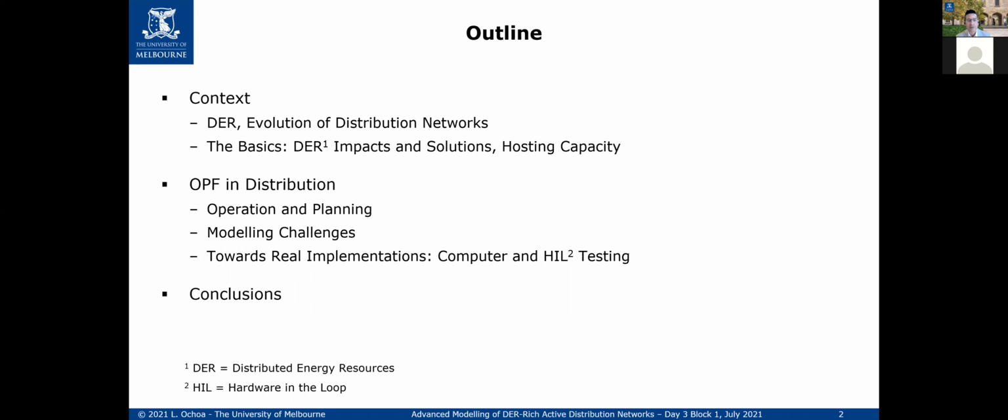Now, just to put a silver lining on all these challenges, I will show some discussions of what we need to do to move towards real implementations, and finalize with a few comments on hardware in the loop. So this can be done. There are many challenges. I'm not trying to say that the OPF is useless, not at all, but we need to be very aware of all those challenges.